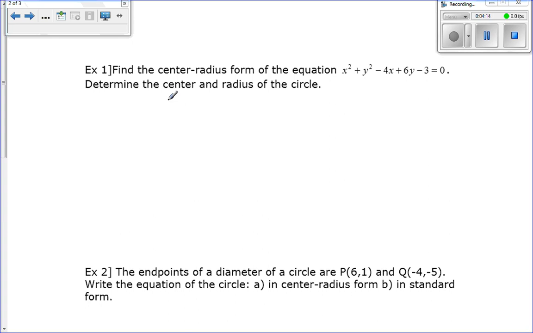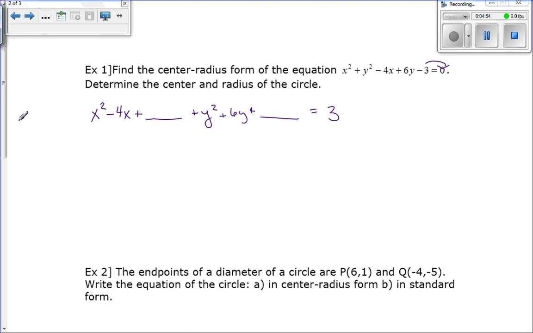Alright, find the center and radius form of the equation x squared plus y squared minus 4x plus 6y minus 3 equals 0. Determine the center and the radius of the circle. We've kind of done this before with the Regents review question. Group your x's together: x squared minus 4x plus, leave a space, and then plus y squared plus 6y plus, leave a space. Take the 3, move it over, equals 3.